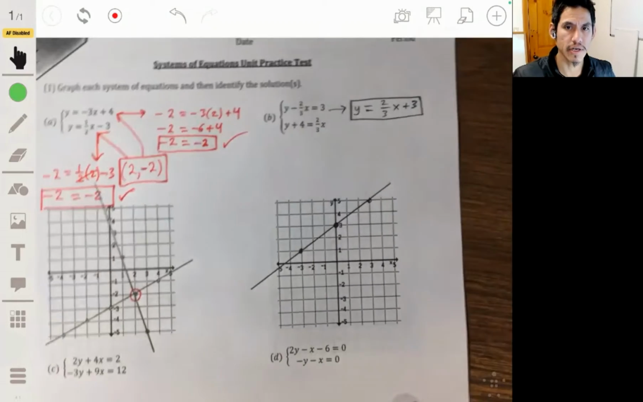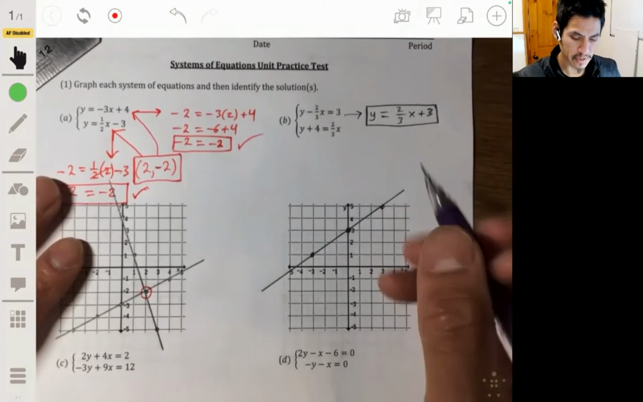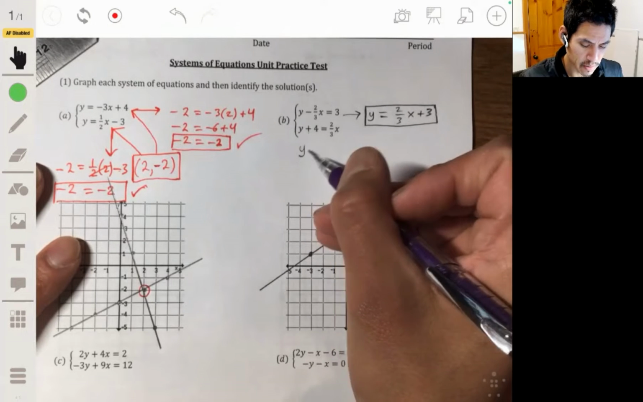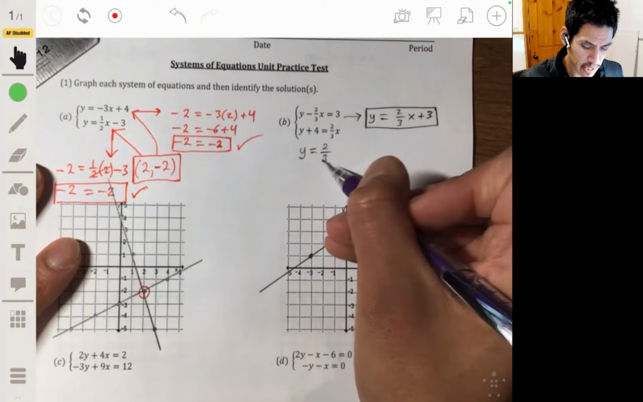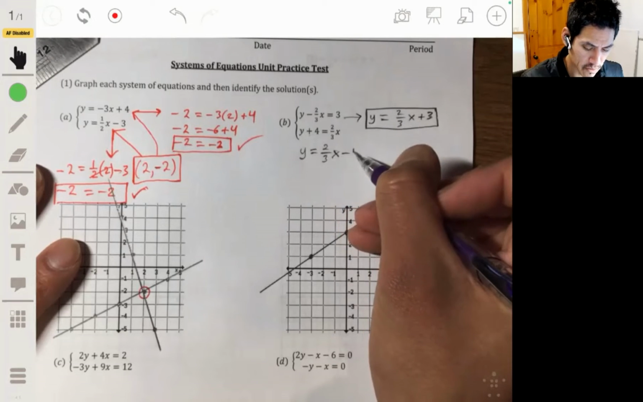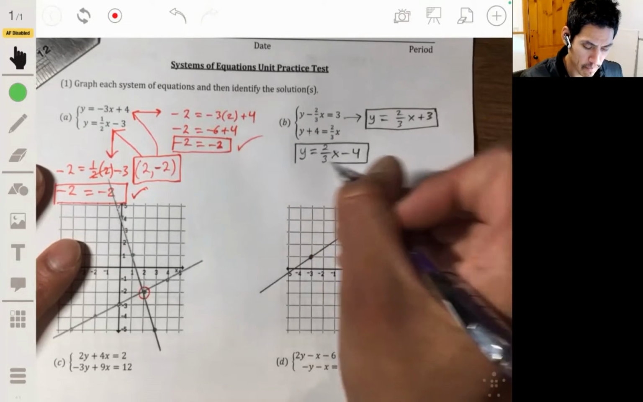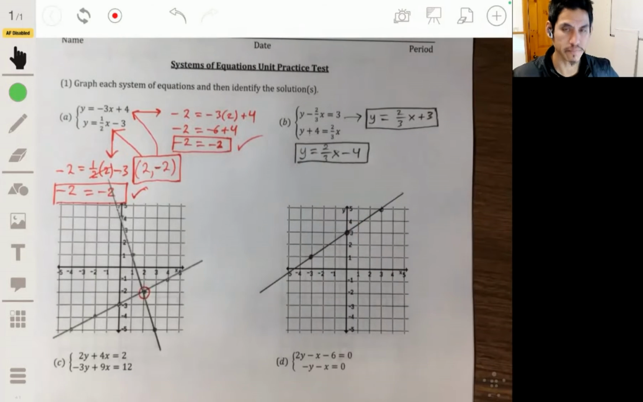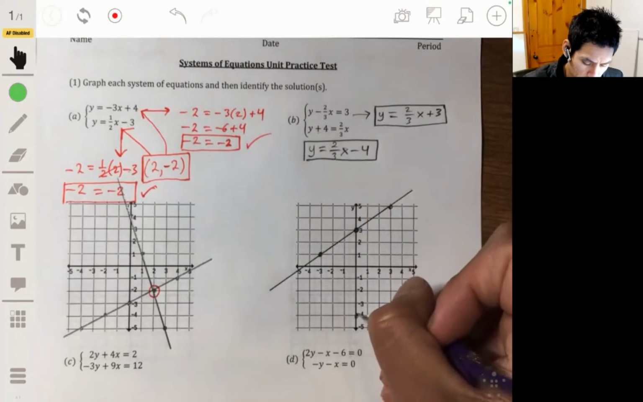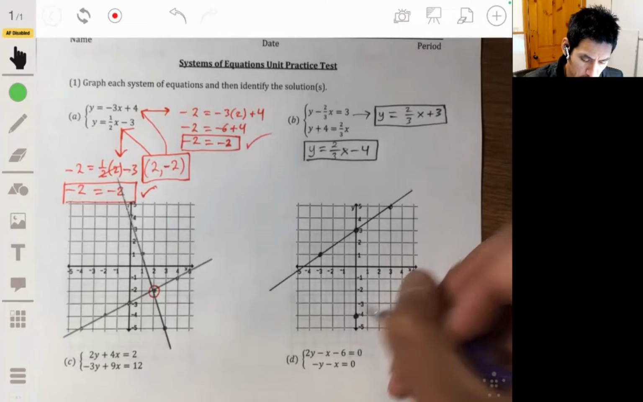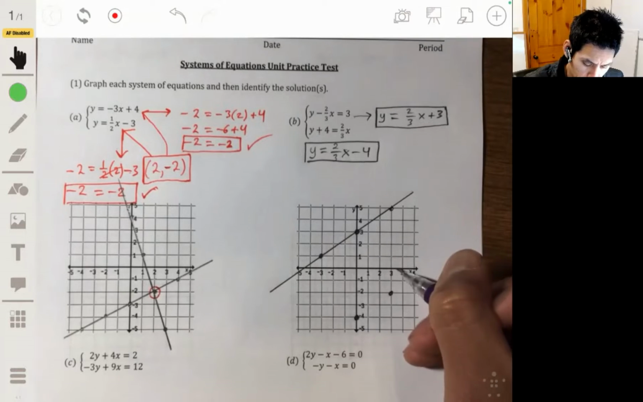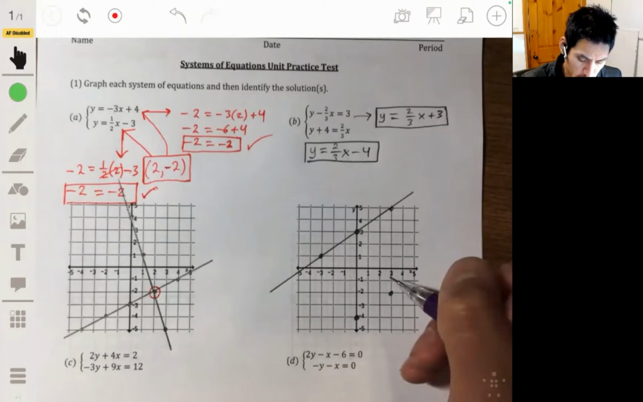That's my first line. For the second equation, I'm going to subtract 4 from each side. I'm going to get y is 2/3 x minus 4. The y-intercept is negative 4. And then the slope is also 2/3. So up 2 to the right 3. Up 2 to the right 3.